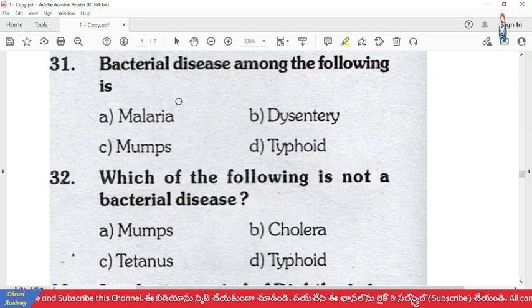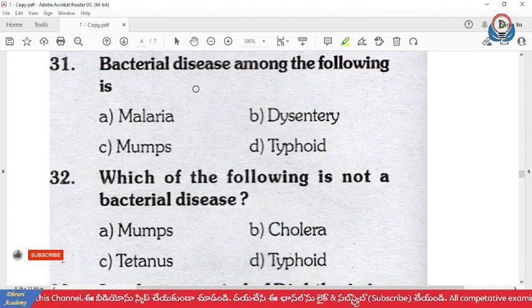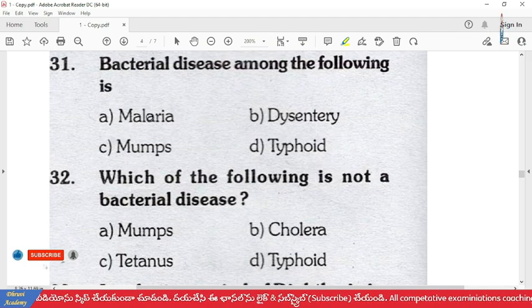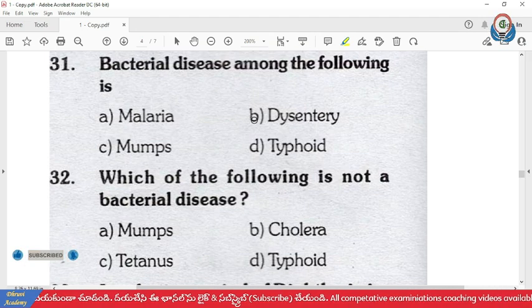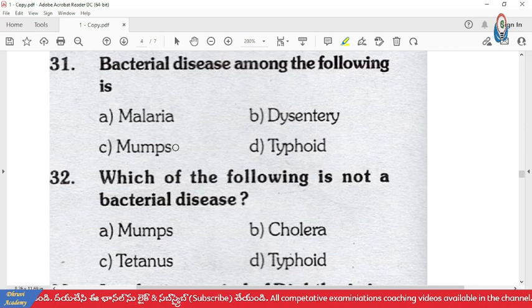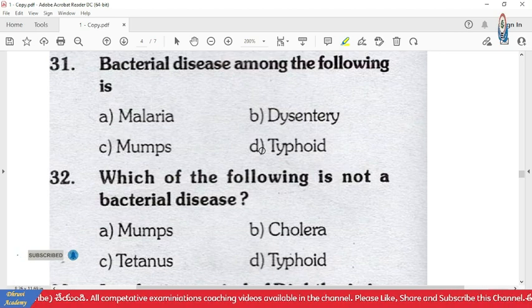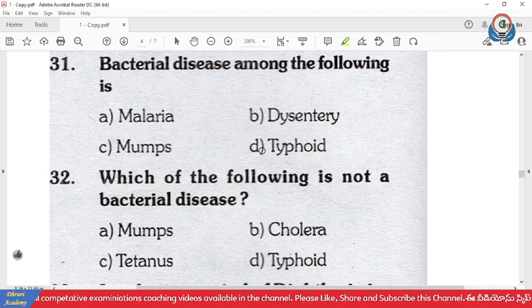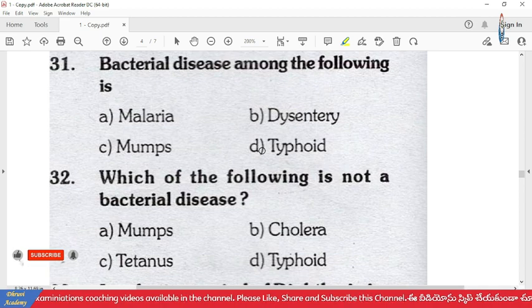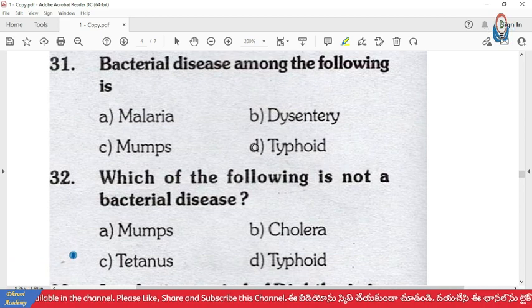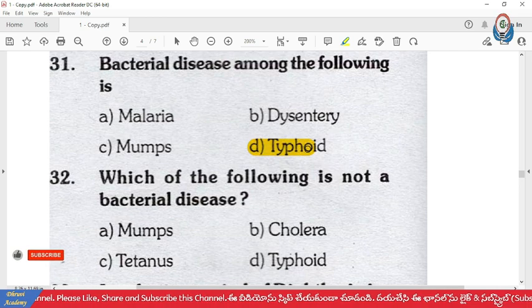Next one, bacterial disease among the following, they are asking about a bacterial disease. Is it A malaria, B dysentery, C mumps, or D typhoid? Which is the correct answer? Its answer is typhoid. Typhoid is a bacterial disease.